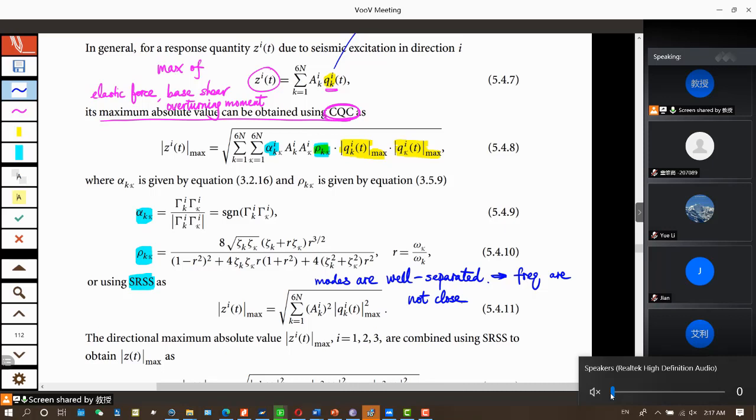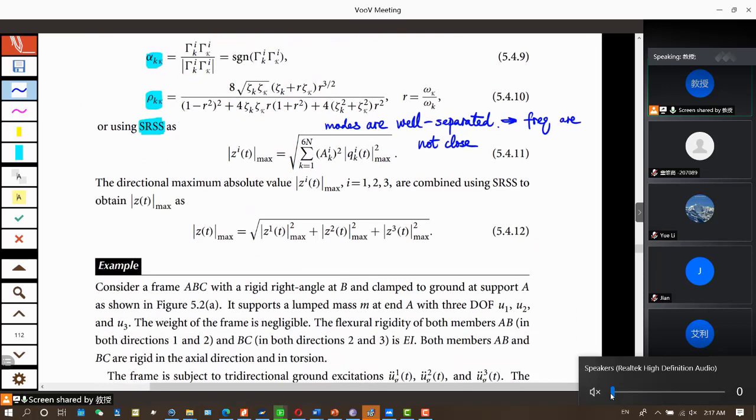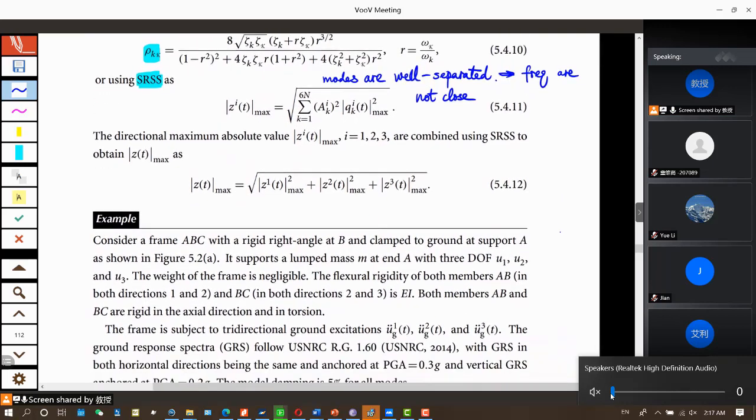Here we have a frame ABC with a rigid right angle at B and clamped to ground at support A. So we have a frame ABC, and this is a rigid right angle, which means it always maintains a right angle. And we have a mass at the top at point C, and it's clamped at A.